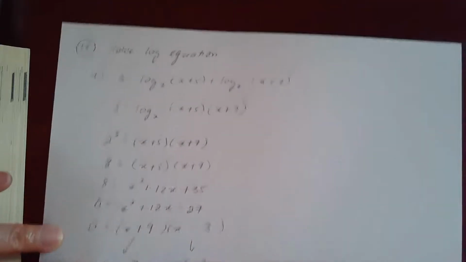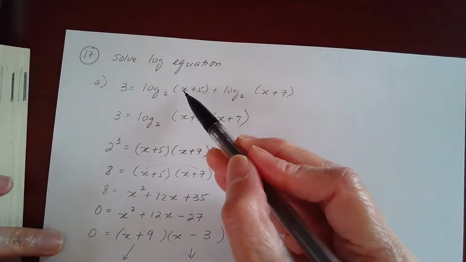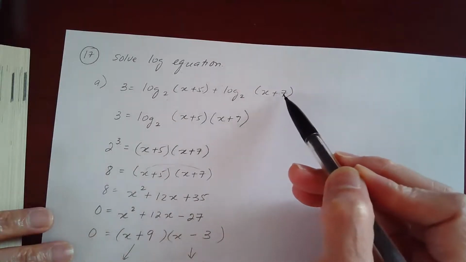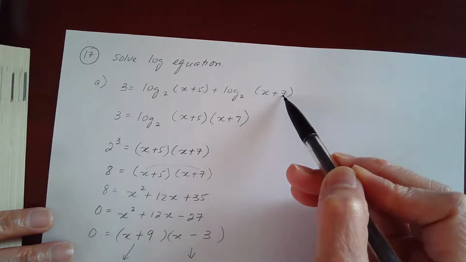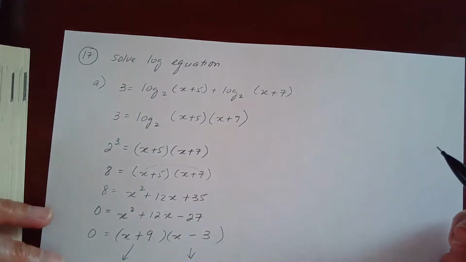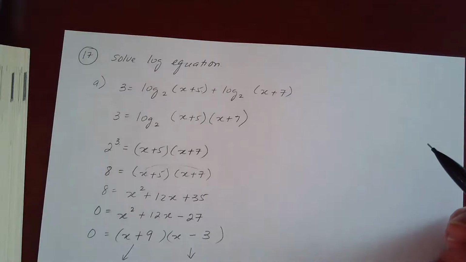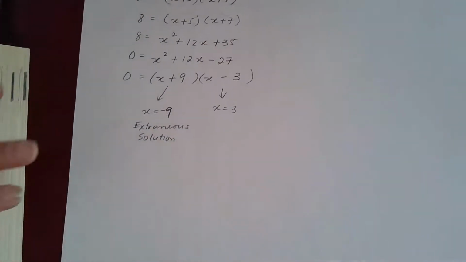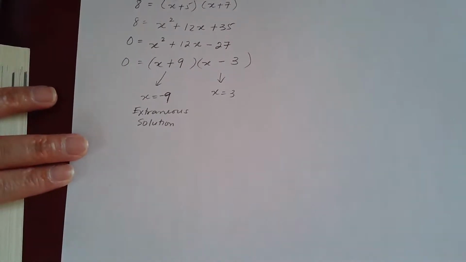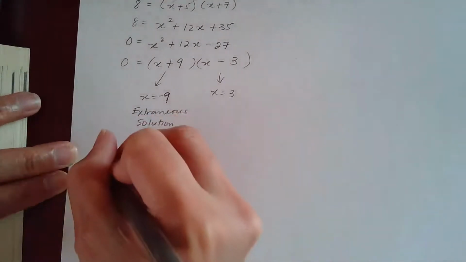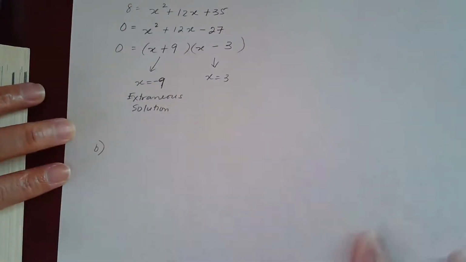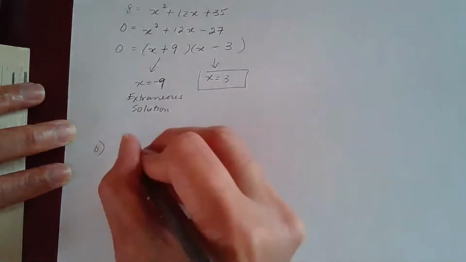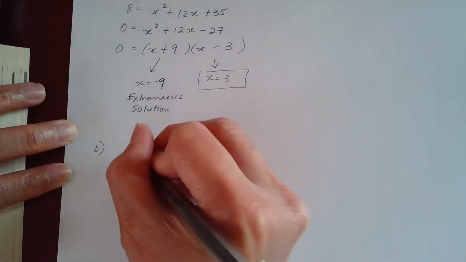Now if I put the 3 there, 3 plus 5, that's going to give us 8, and then 3 plus 7, that's going to give us 10. That's gonna work out for us. Okay. So I'm just going to take a look at, yeah, we got a little bit of time, letter B. I just want to say this is the only solution. Take a look at letter B.